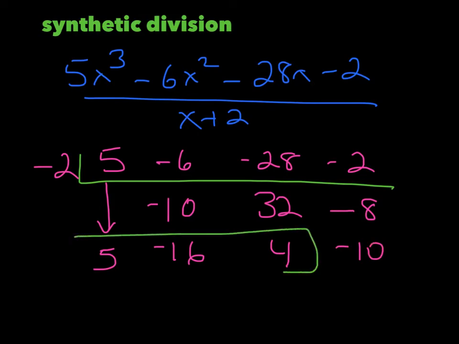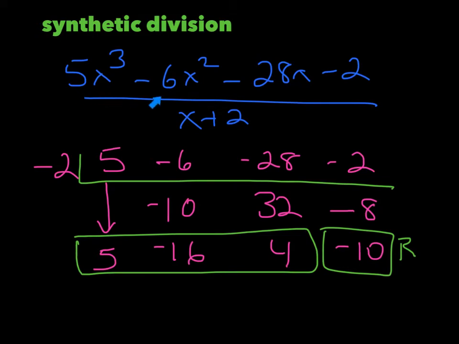So let's look at how to interpret this. The last term here is the remainder. So I have a negative 10 as a remainder. And you notice that our problem started out with a cubic, okay? So we started out with a third degree equation. Once we do synthetic division one time, our answer is reduced by 1 degree. So if we start out with a third degree, we end up with a second degree equation. If this had started out with, say, a 7th degree, then this would be a 6th degree equation. You just reduce it by 1.